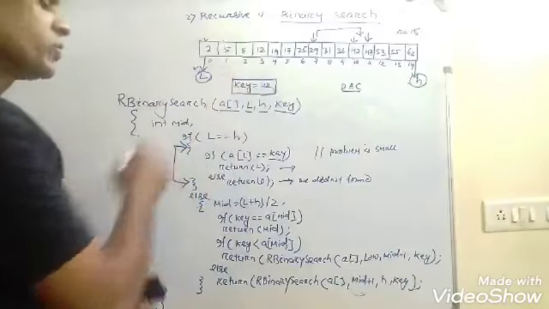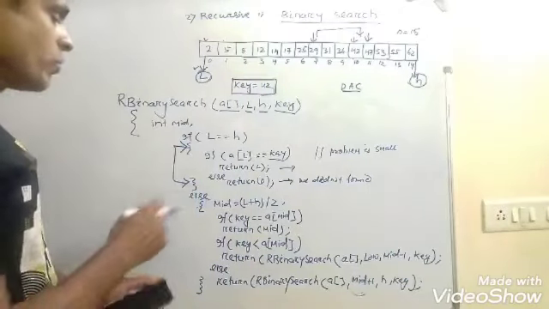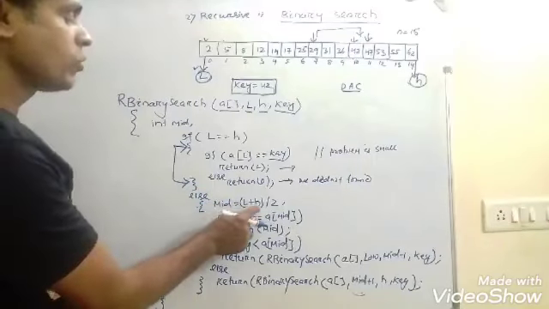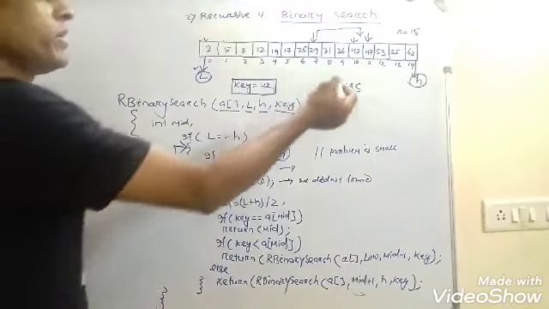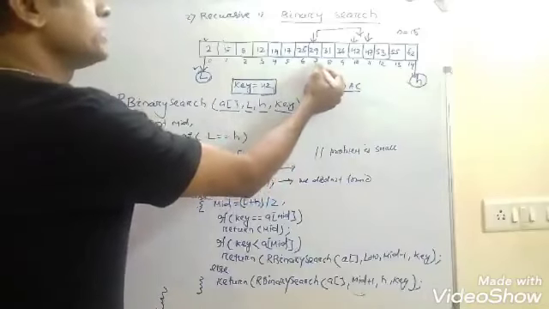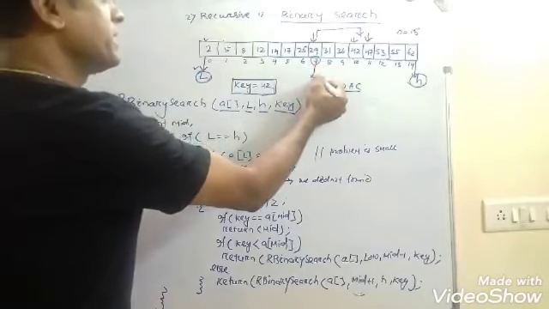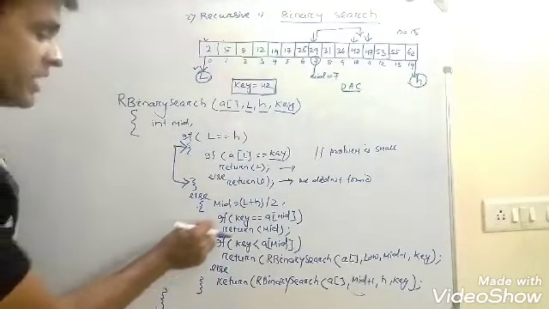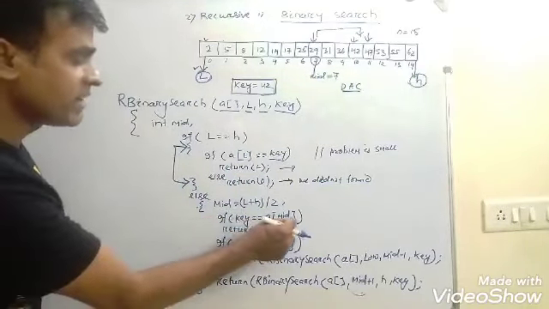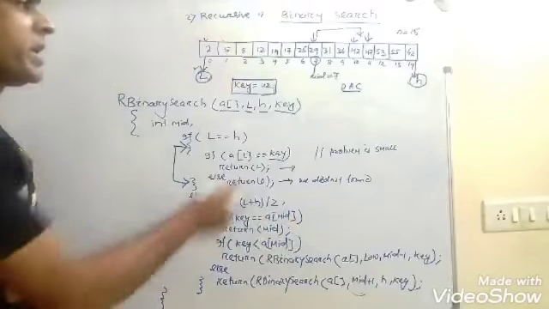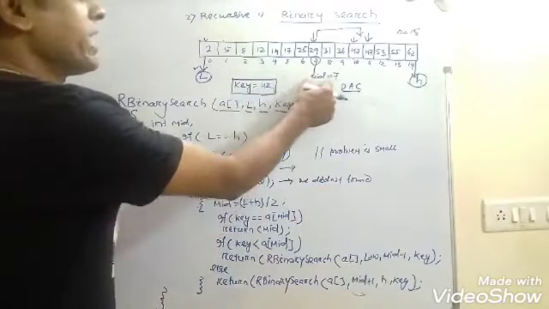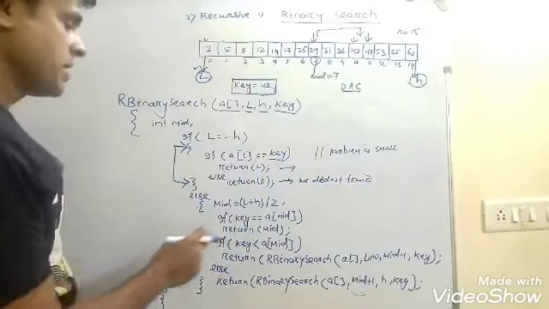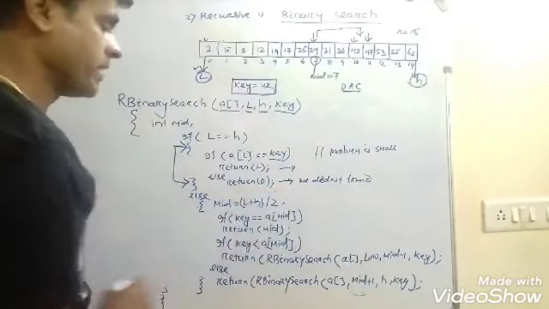Our key is equal to 42. So we have to divide it at the mid value. The mid value I have calculated as low plus high divided by 2, and that is equal to 7. So the first mid is 7. Then I have to check if my key is available at array of mid. My key is 42, a of 7 is 29, so it is not available. My key is not equal to a of mid.